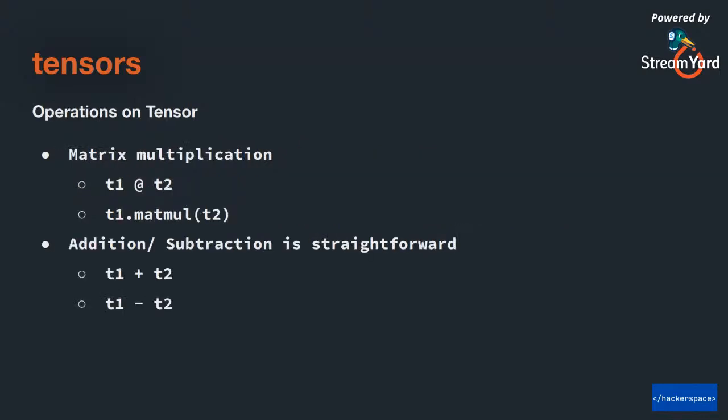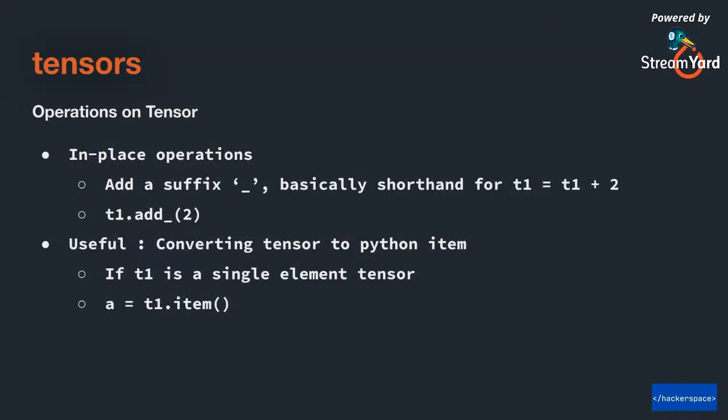Next thing is operations on a tensor. Matrix multiplication is the most common operation, and it can be performed via two methods: using the at symbol or the matmul function. And the rest of the arithmetic is pretty straightforward, plus, minus. Just be careful of the shapes. And like we went through in the last class, there are in-place operations.